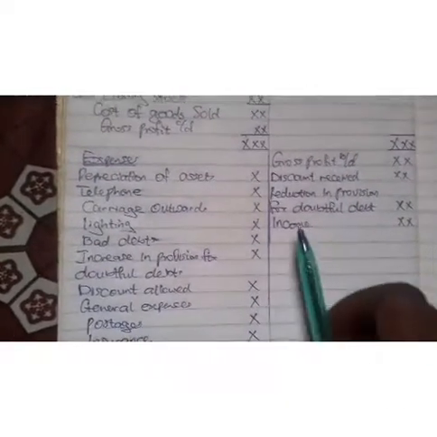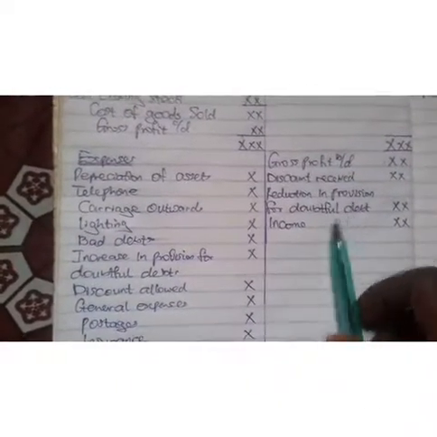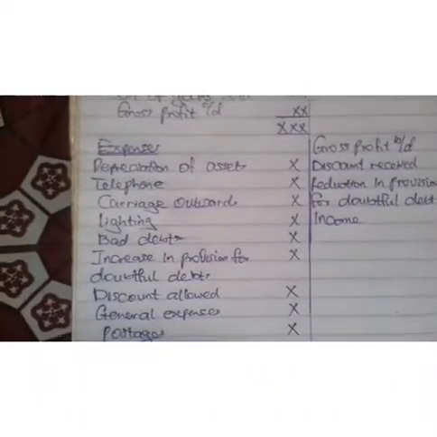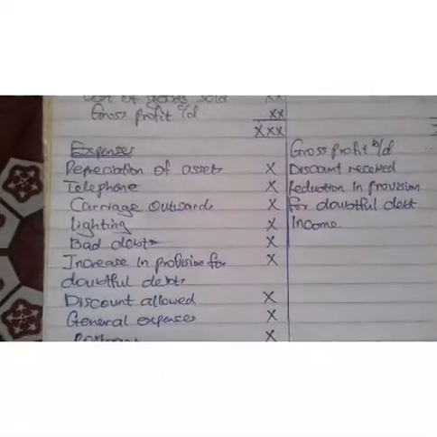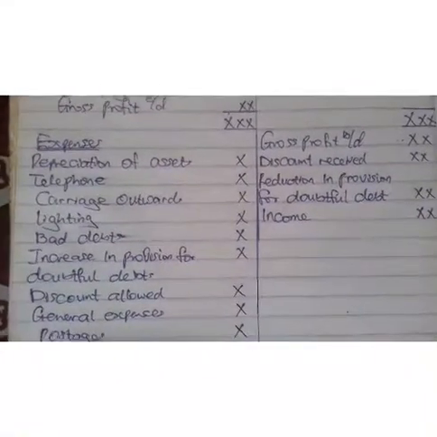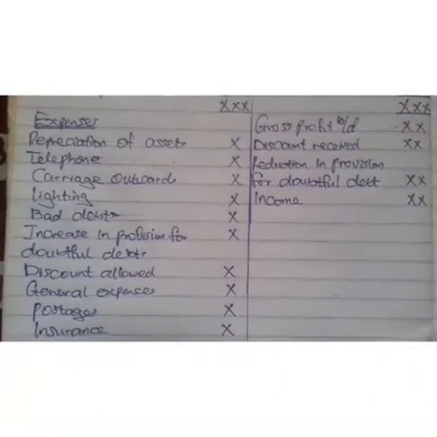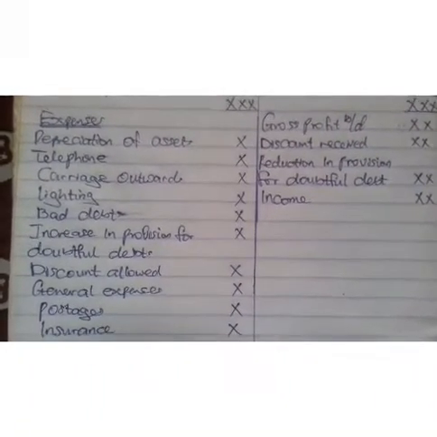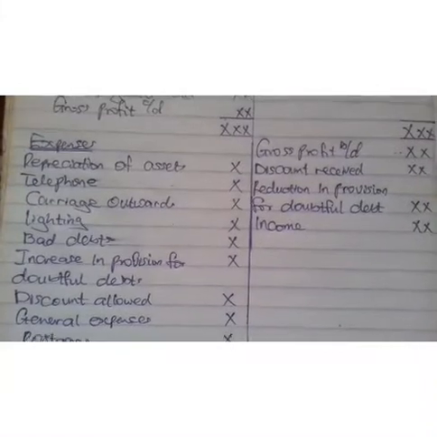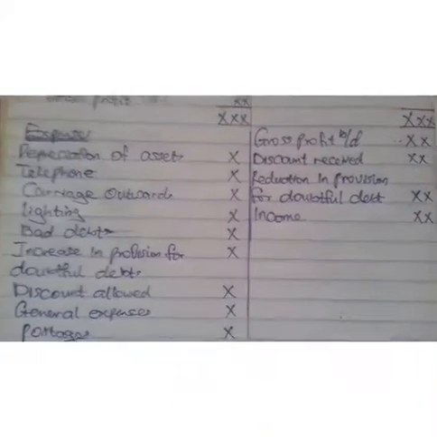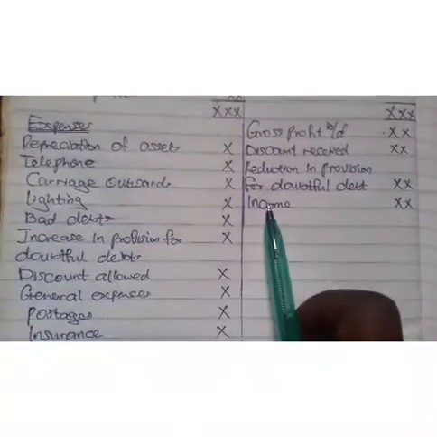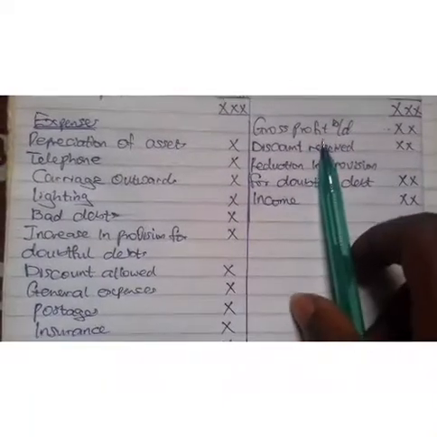We have reduction in provision for doubtful debt. This debt, it is likely you will collect it, but you are still doubting whether you will collect it or not. So if you collect the doubtful debt, there will be a reduction in the provision for doubtful debt. And we have income. So these are the profit aspect.